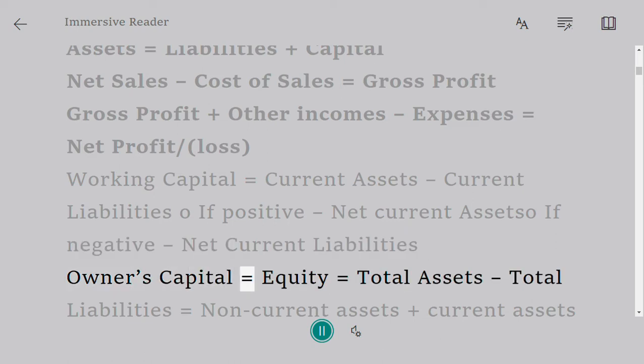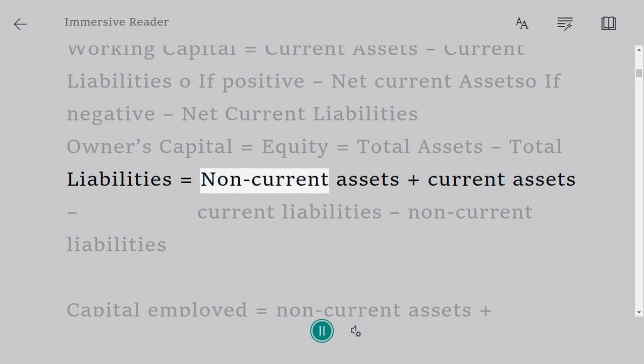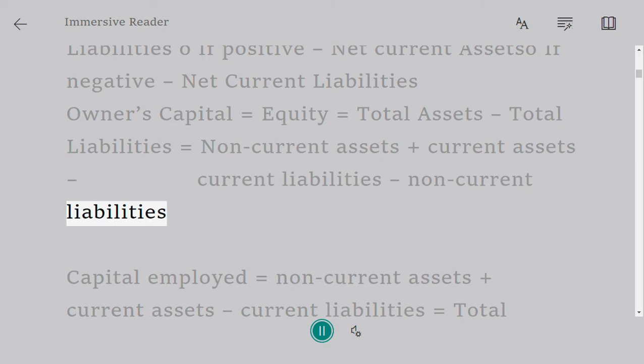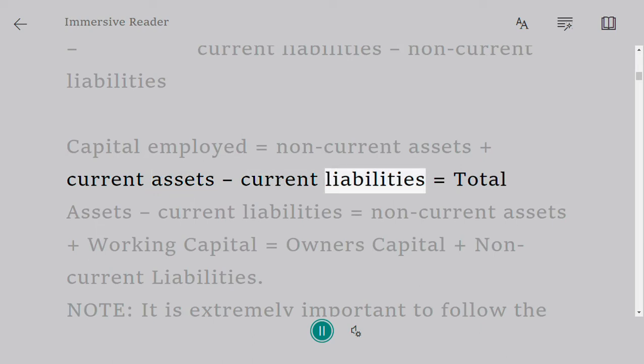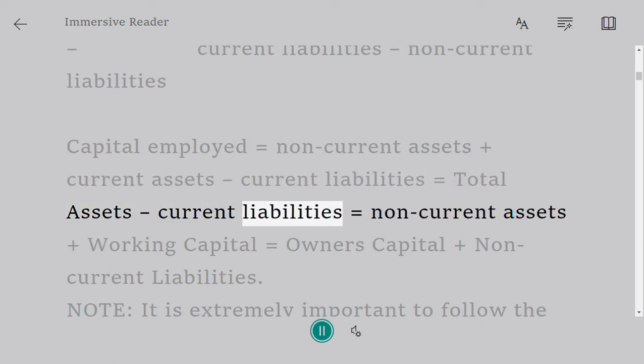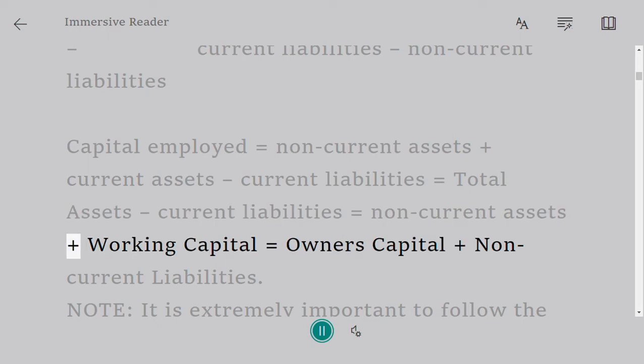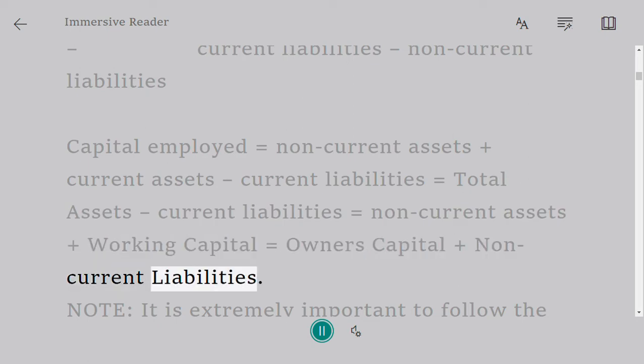Owner's capital equals equity equals total assets minus total liabilities, which equals non-current assets plus current assets minus current liabilities minus non-current liabilities. Capital employed equals non-current assets plus current assets minus current liabilities, which equals total assets minus current liabilities, which equals non-current assets plus working capital, which equals owner's capital plus non-current liabilities.